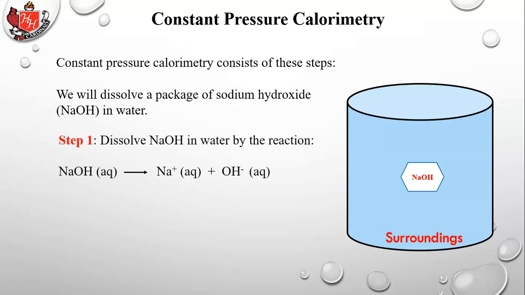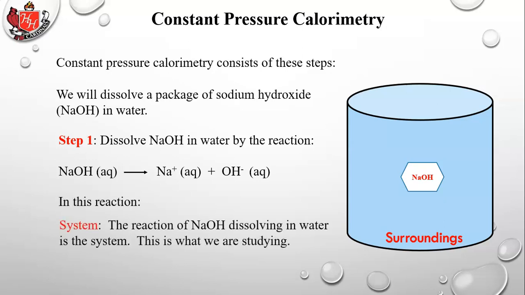So step 1, dissolve NaOH, that's sodium hydroxide, in water by the reaction NaOH (aq). That simply means the NaOH is mixing with the water. Aqueous is a solution, a mixture of two things. It produces Na+, that's sodium ions, in aqueous solution, that is in water solution, and OH-, that's hydroxide ions, in aqueous solution.